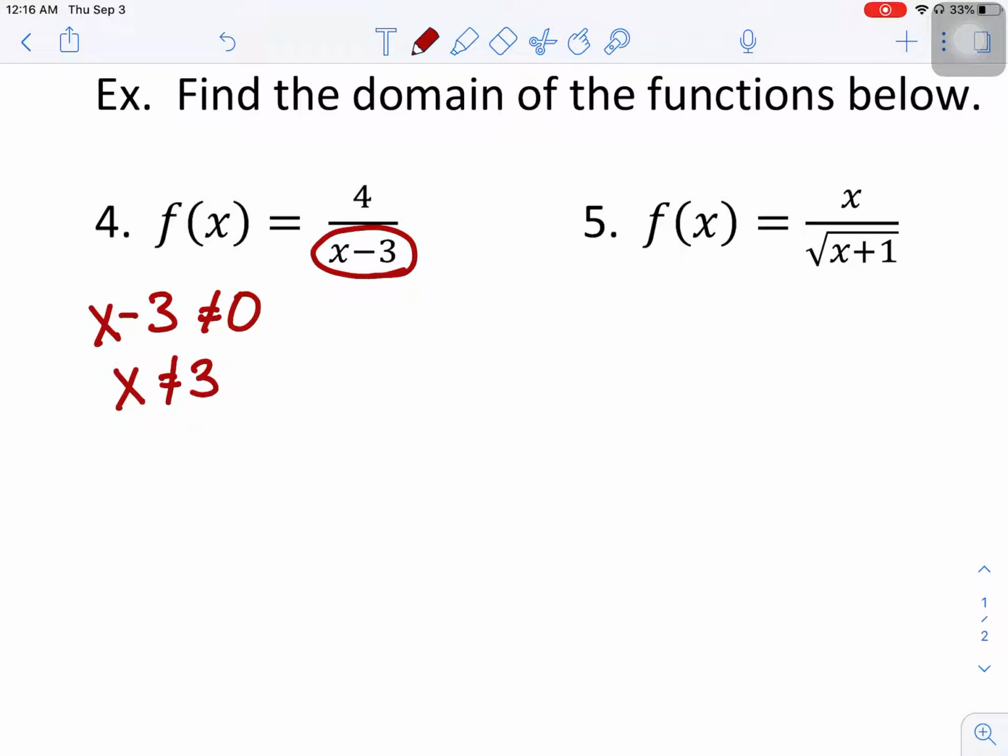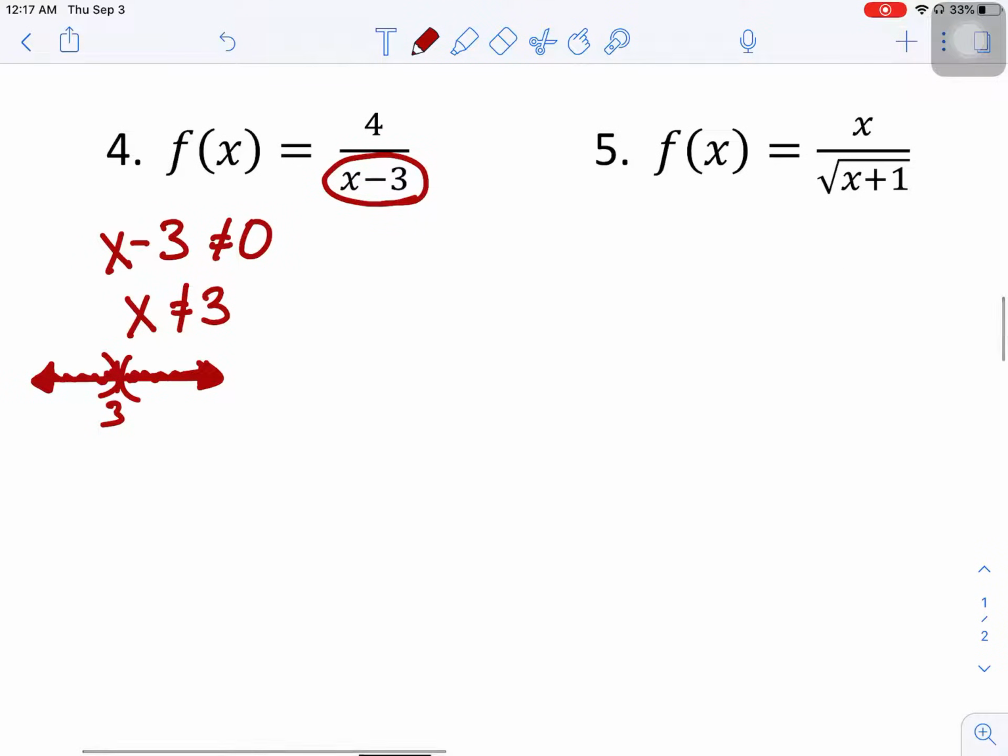If we put 3 in this denominator, 3 minus 3 is 0, and 4 divided by 0 does not work out so well when you are trying to solve a problem. So what's the actual domain? Well, if I think about a number line, and here's the number 3, everything larger than 3 is totally fine, every number smaller than 3 is totally fine. What's not fine is the number 3 itself.